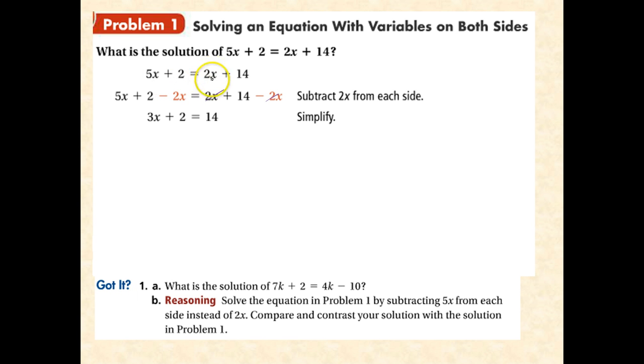2 is less than 5, so we're going to subtract 2x's off of this side. It doesn't really matter. You could subtract 5x from both sides. The only difference is you'd have a negative 3x over here instead of a positive 3x over there.